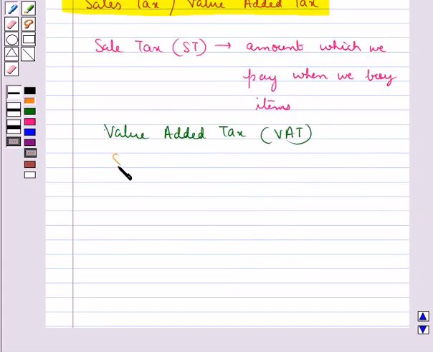Then we have sales tax is equal to tax percent of the bill amount. Consider the cost price CP of a soap is rupees 50. Then sales tax added on the purchase of the soap is 5%. Let's try and find out the buying price of this soap.